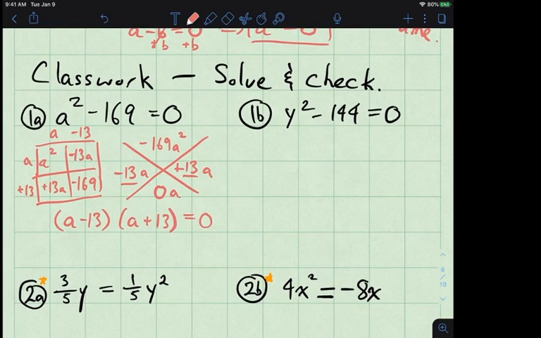As we solve, now that we factored it, okay, that was step 1, factor. That's like the stuff from yesterday. We solve each factor. a minus 13 equals 0, so a has to equal positive 13. This one, a plus 13 equals 0, so a equals negative 13. And there's our answer.